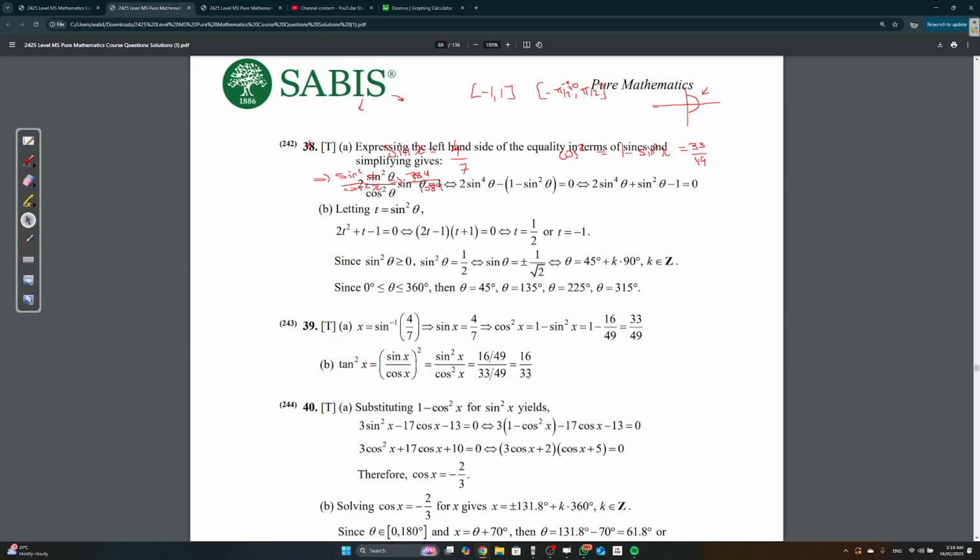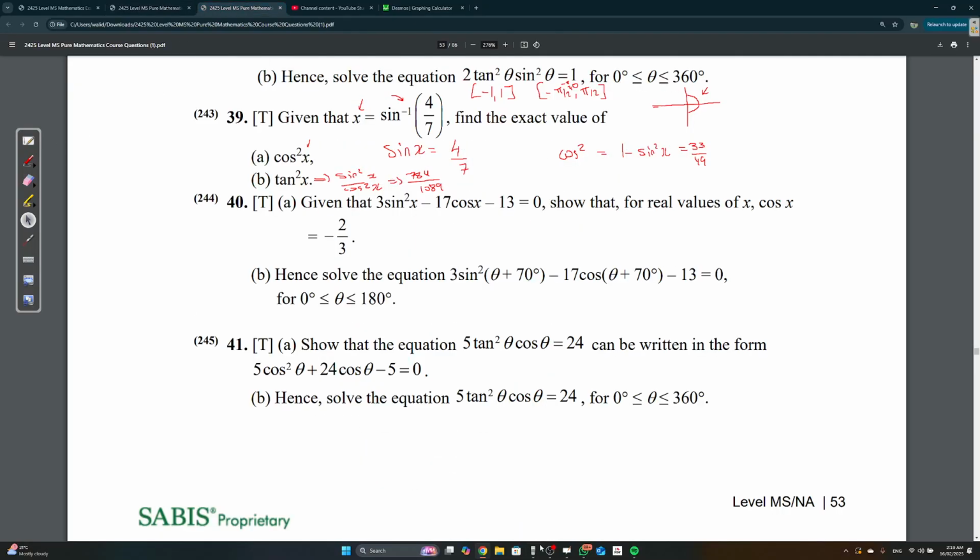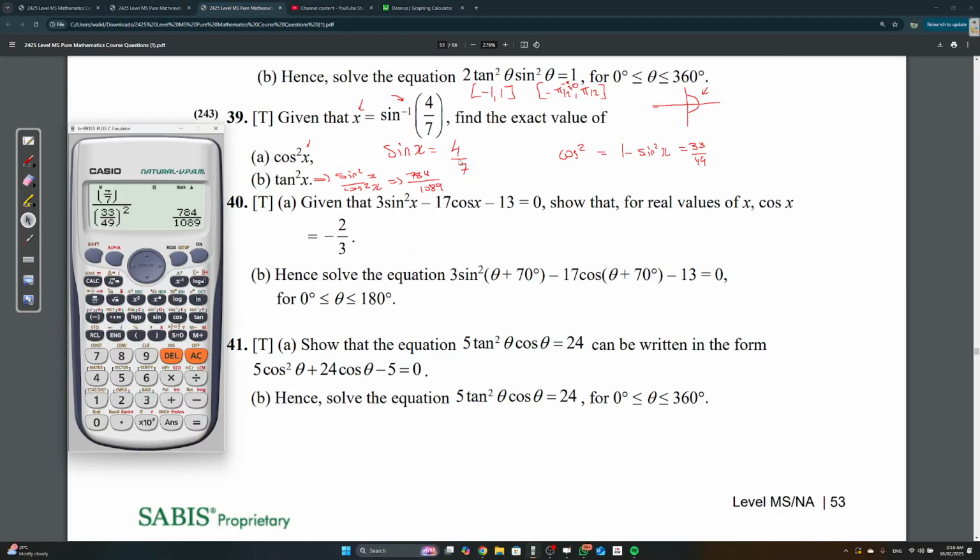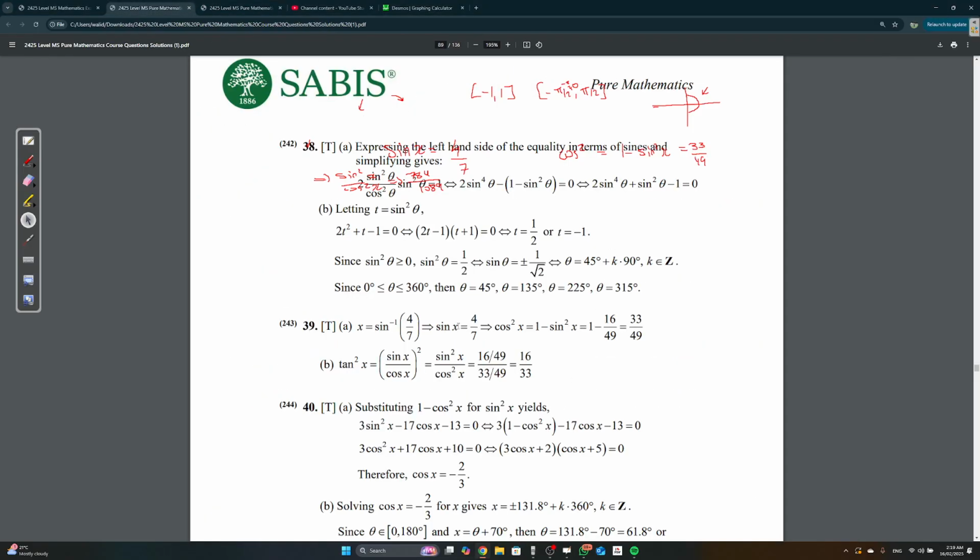Okay, sine squared over cosine squared. Why did I square the cosine? It's already squared, and I found cosine squared. Why did I square the square? Let me remove the square. Yeah, 16 over 33.